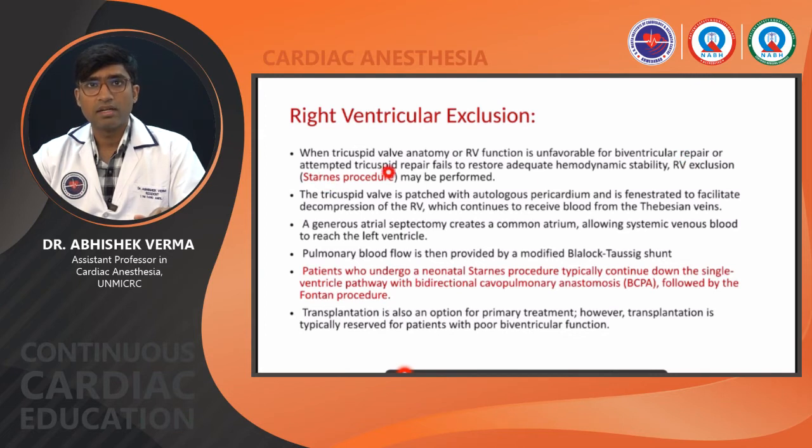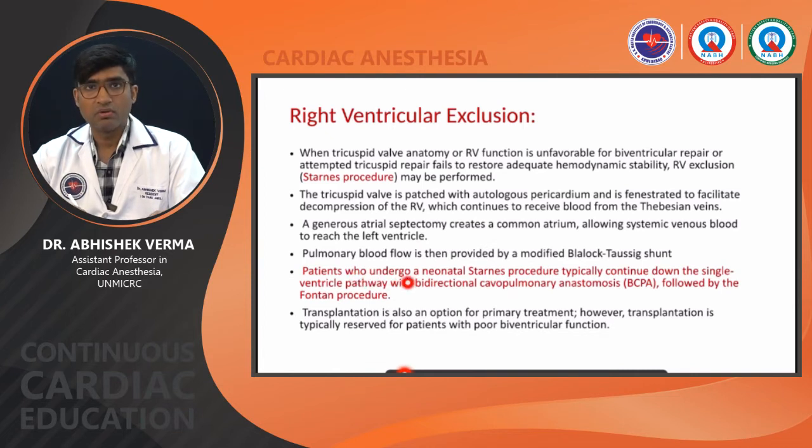And if attempted tricuspid repair fails to restore adequate hemodynamics, then we go for the RV exclusion, or you can say the Starnes procedure. Here the tricuspid valve is patched with autologous pericardium and is fenestrated to facilitate decompression of the RV, which continues to receive blood from the Thebesian veins. A generous atrial septostomy creates a common atrium and allows the systemic venous blood to reach the left ventricle. And we also do a modified BT shunt.